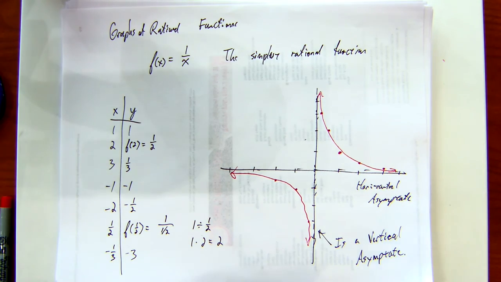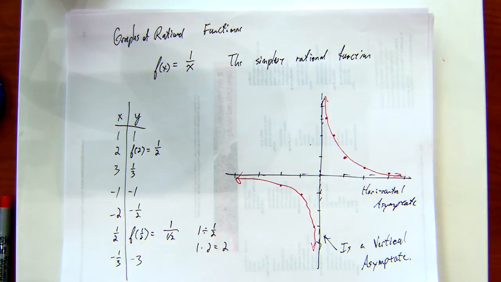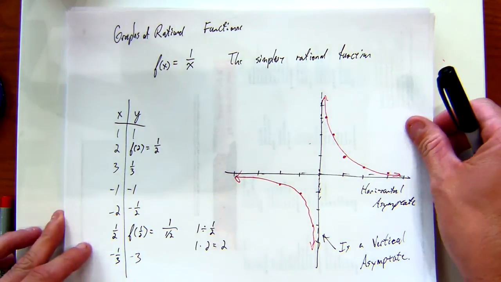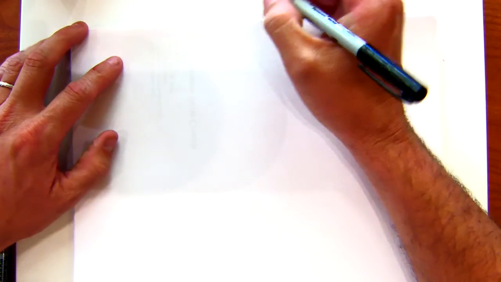So I think we'll do some more in later sections, but this is just an introduction to these graphs. Any questions? So the biggest thing that we want to do with rational expressions is we want to simplify rational expressions.